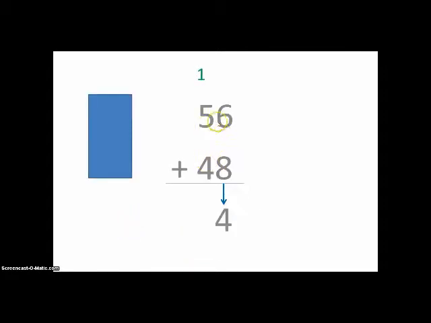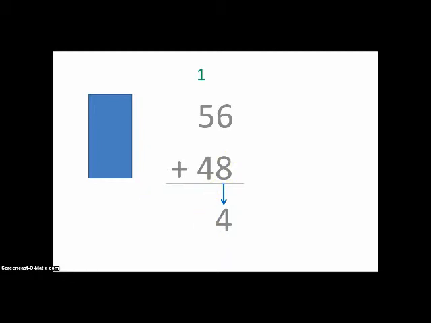Now our next problem is 56 plus 48. Again, we can cover up the ones or the tens place because we're going to add the ones place first. So we have 6 plus 8, and we can count on from 6, 8 more: 6, 7, 8, 9, 10, 11, 12, 13, 14. So we know that's 14.